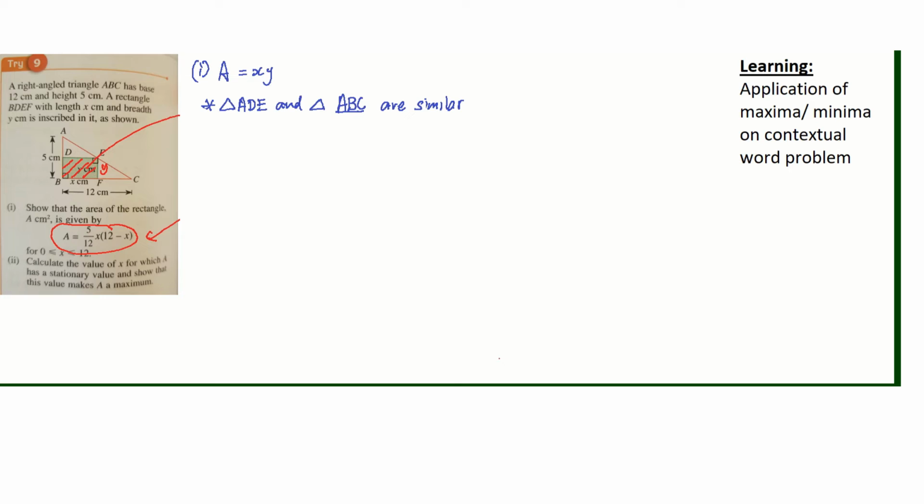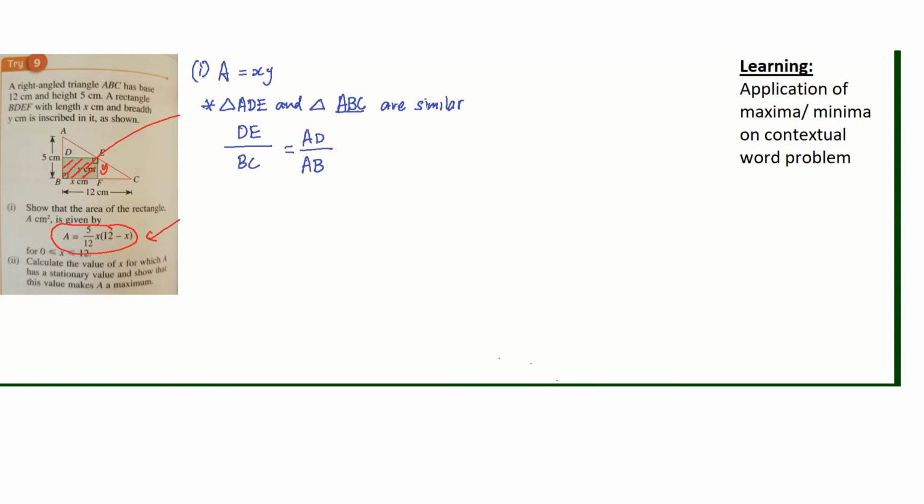are equal as well. In other words, if I'm comparing the smaller base DE, the corresponding side will be BC. And if I'm comparing the heights, it will be AD from the smaller triangle, and the corresponding height to compare will be AB.